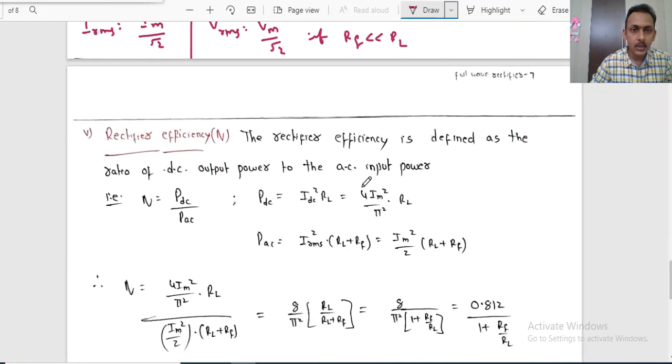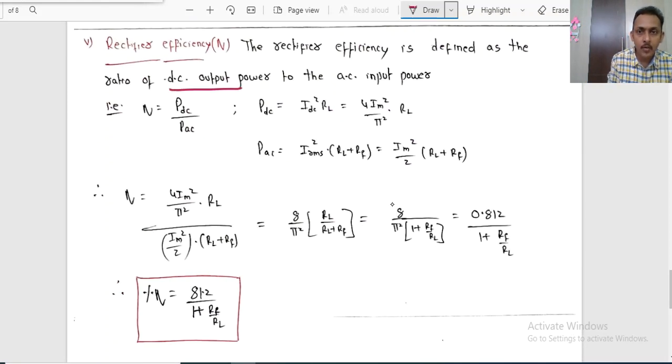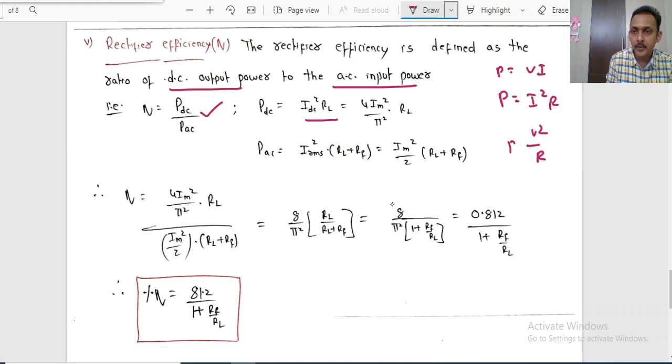Now let me discuss about the efficiency. Another important parameter is the efficiency. Here the efficiency is defined as the ratio of DC output power to the AC input power, PDC divided by PAC. Now already we know the PDC. The power P is nothing but I square R, or V square by R. Here I square R, but in this context the current is IDC square into RL. IDC we have calculated as 2 Im by pi. So IDC square is 4 Im square by pi square into RL.